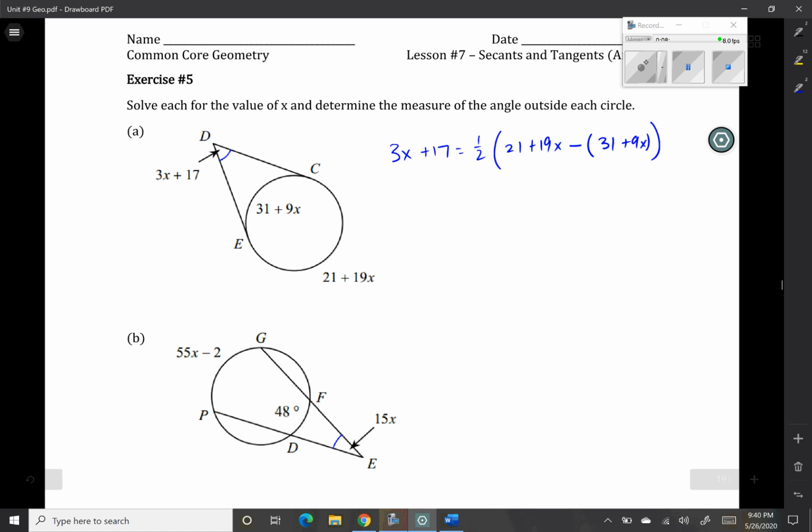Notice I put a parenthesis around this entire arc here because I'm subtracting this whole thing. I'm going to multiply both sides by 2 first because I don't like that 1/2 there. I'm going to distribute. And then combine up some like terms, see what you get. So if I combine 19 and negative 9 and 30, negative 31 and positive 21, I'm going to get 10x minus 10.